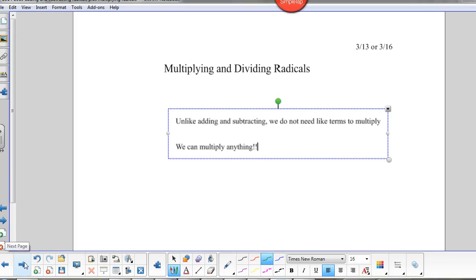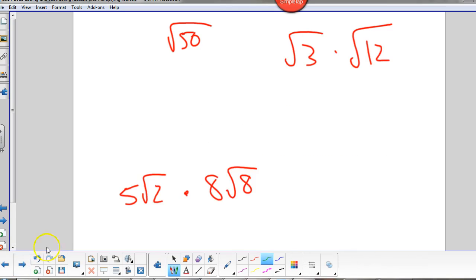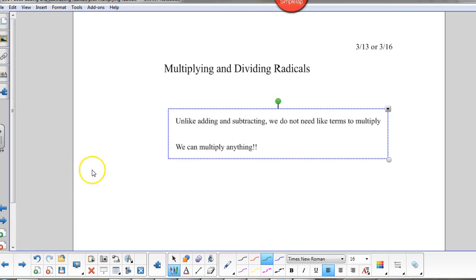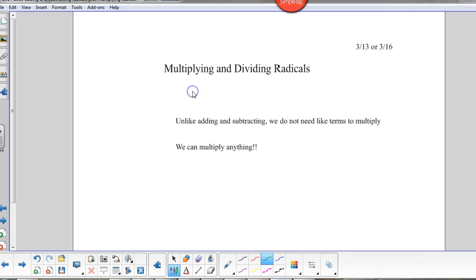Alright, welcome back. Multiplying and dividing radicals. Unlike adding and subtracting, when we're multiplying, we don't need like terms. And that's, again, why multiplying is kind of nicer or better than adding and subtracting all the time. We can multiply anything.